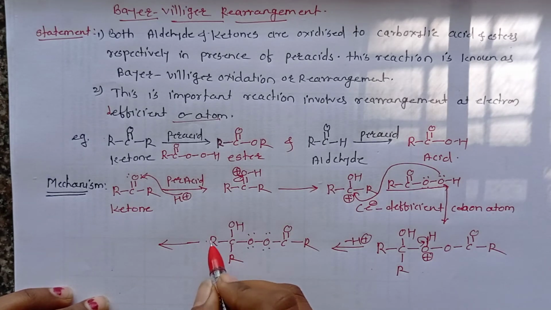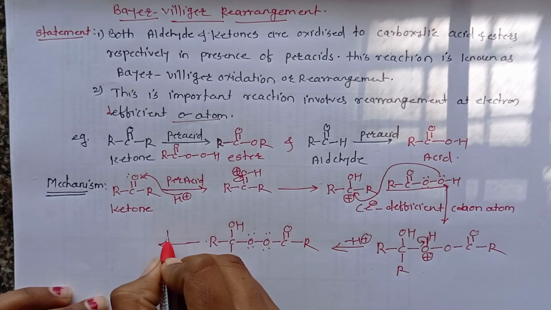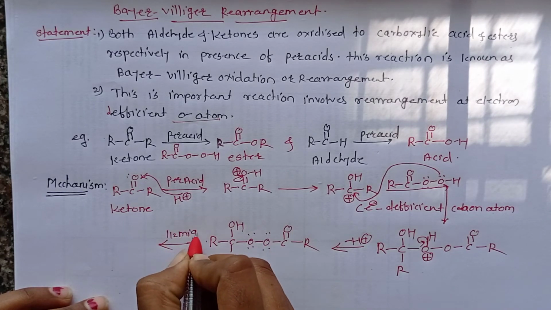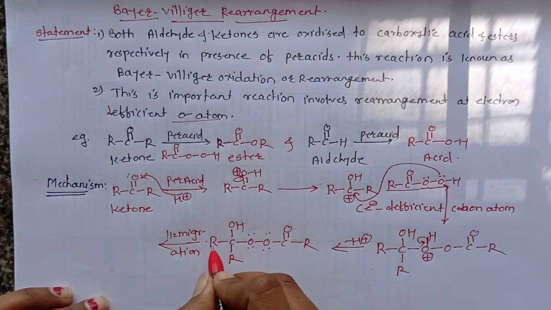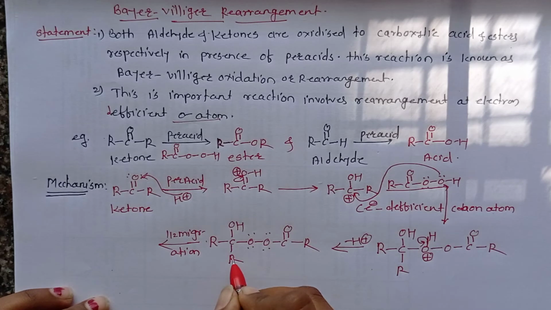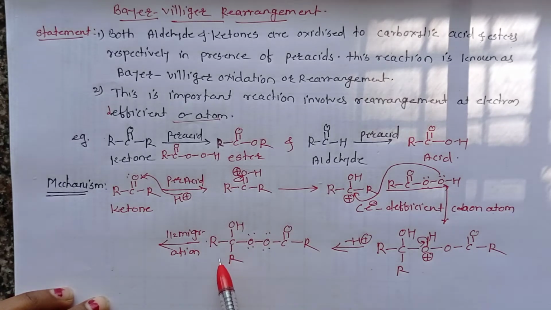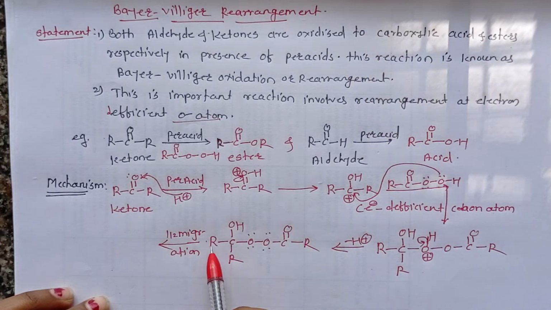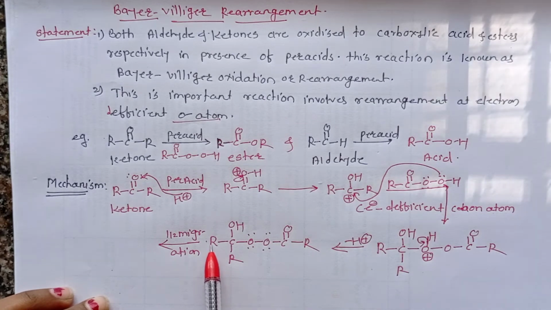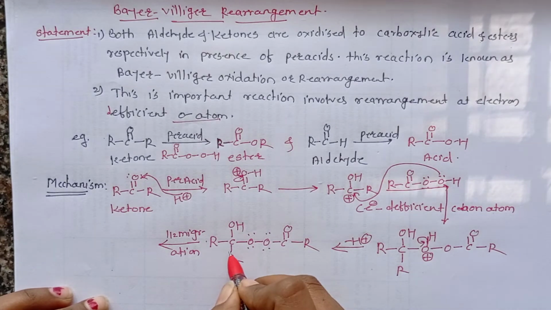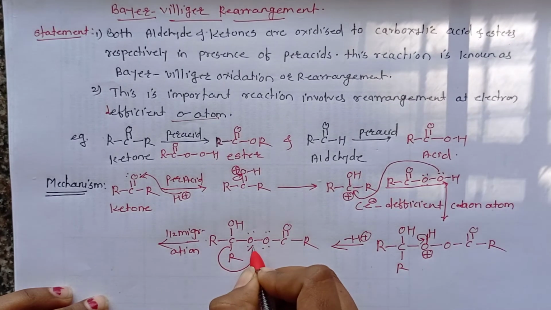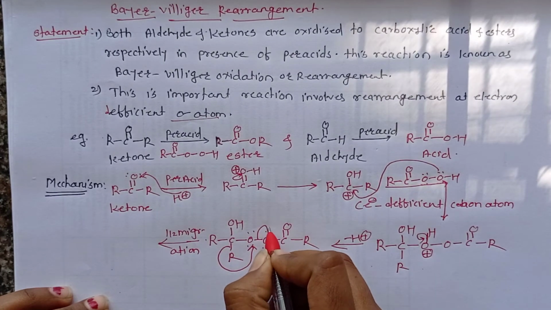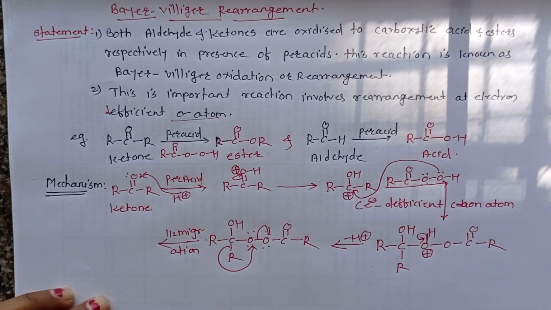Here in this step, migration of the alkyl group, that is a 1,2 migration, takes place. So here we have to take this R or this R. Why? Because both alkyl groups are the same. So we can use this R group or this R group. So this R group can migrate onto this oxygen. At that time, this bond shifts onto this oxygen atom.